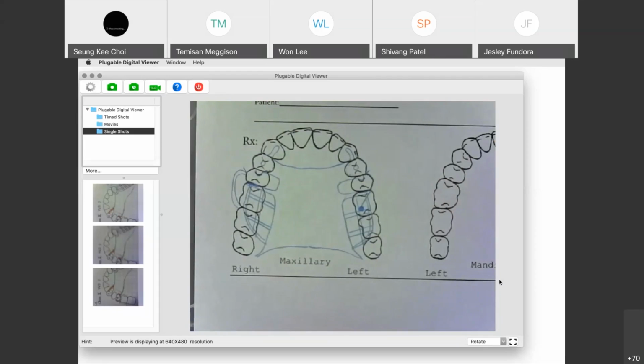Unless the case says palatal tori or torus, could we always use palatal plate for 1, 2, and 4? Answer is yes.